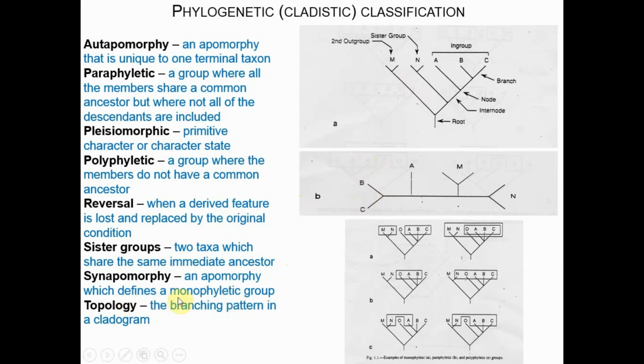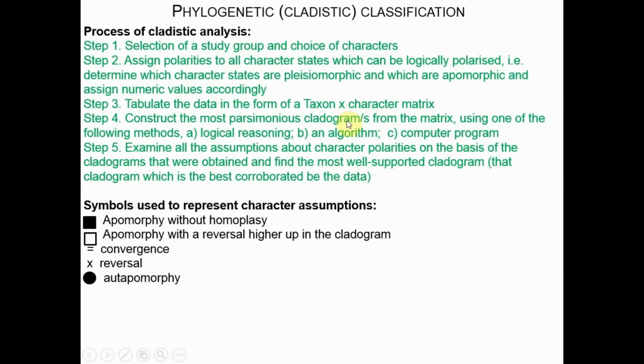Synapomorphy is an apomorphy which defines a monophyletic group, so a character that is shared by all of these taxa, for example, would be a synapomorphy. And topology is then the branching pattern within the cladogram.